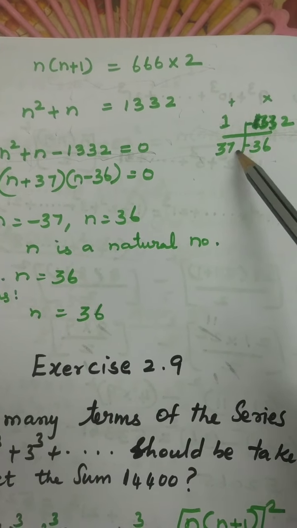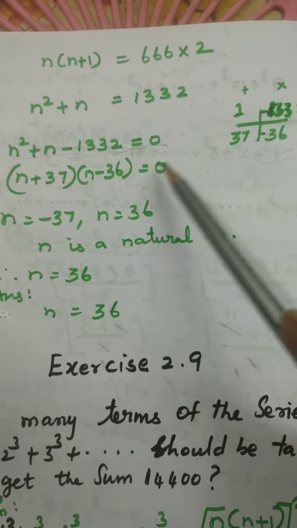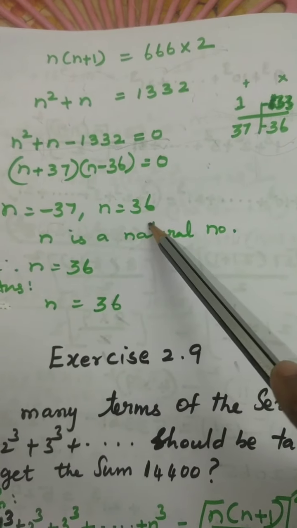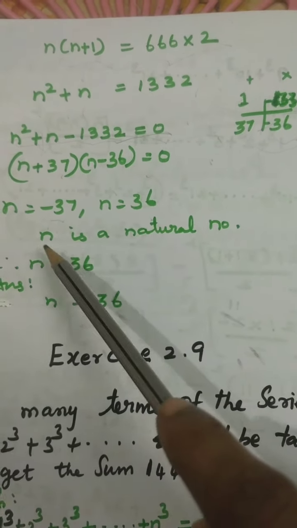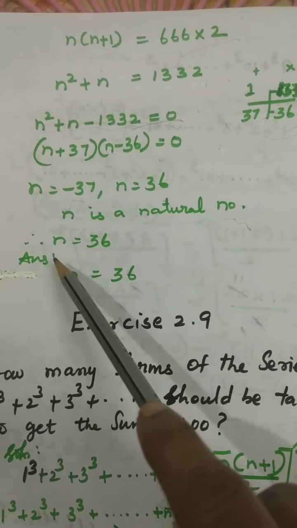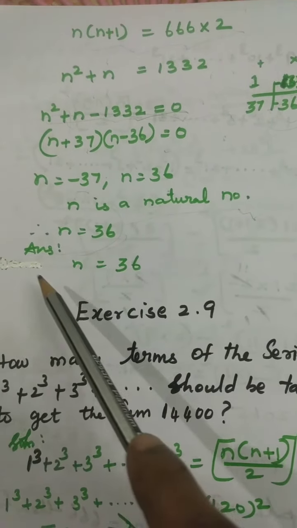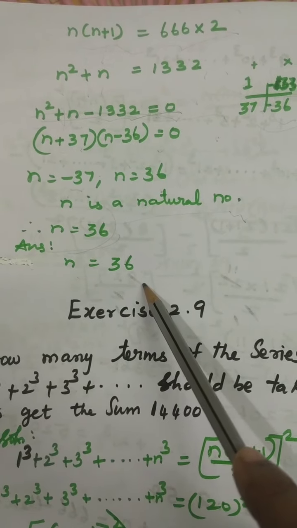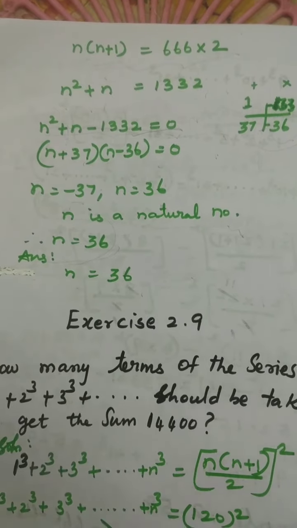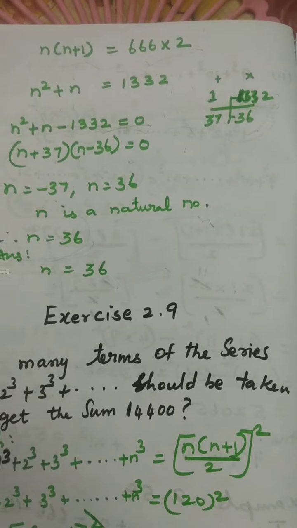So here the multiplication symbol is for 36. So (n + 37)(n − 36) = 0. Now the n value is −37 and here the n value is 36. n is a natural number, so a positive natural number. So we are writing n = 36. −37 is not applicable. So the answer is n = 36. Now the sum of 36 numbers is equal to 666. If you add 1 to 36, the answer will come as 666.